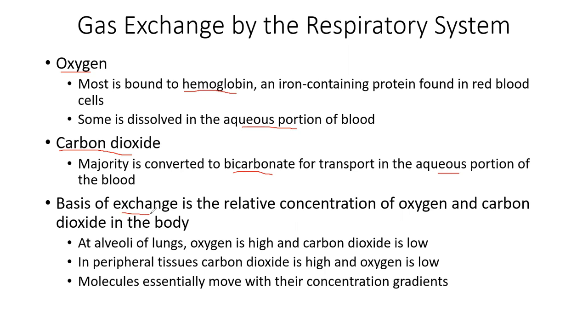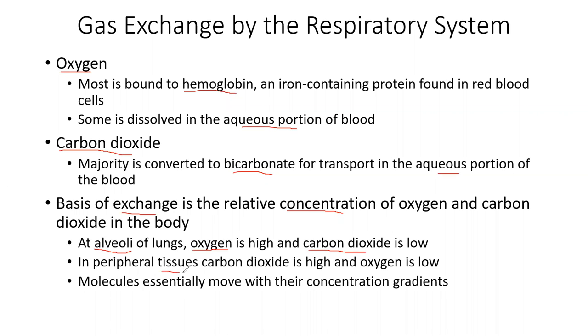Lungs are primarily the exchange, and this is based on the concentration of oxygen and carbon dioxide in various parts of the body. So at the alveoli, deep in the lungs, oxygen is really high and carbon dioxide is low because you have inhaled the oxygen. So oxygen will flow across into the blood, and carbon dioxide will flow from the blood to the lungs. Again, it's based on the concentration.